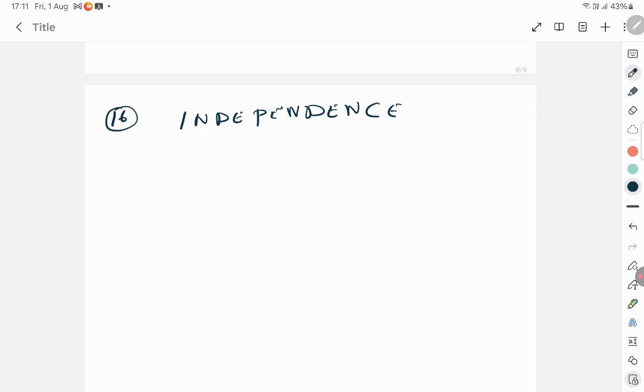INDEPENDENCE. How many arrangements of this word? One second, hold on. So, independence: find the number of arrangements of the word independence.